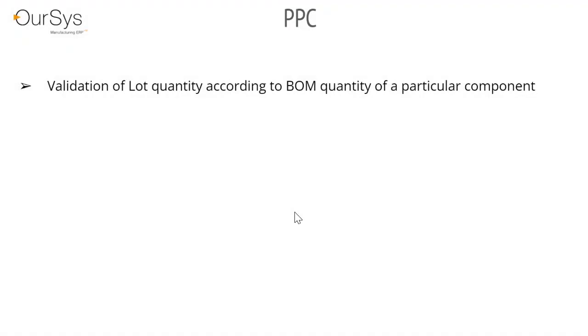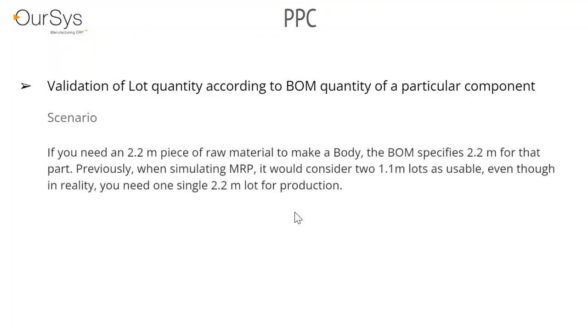Now moving to the next module, that is PPC. Validation of lot quantity according to bill of material quantity of a particular component. Now scenario. Imagine if you are making a male conductor body that requires a piece of material, for example 2.2 meter. Now we have defined that in our bill of material.